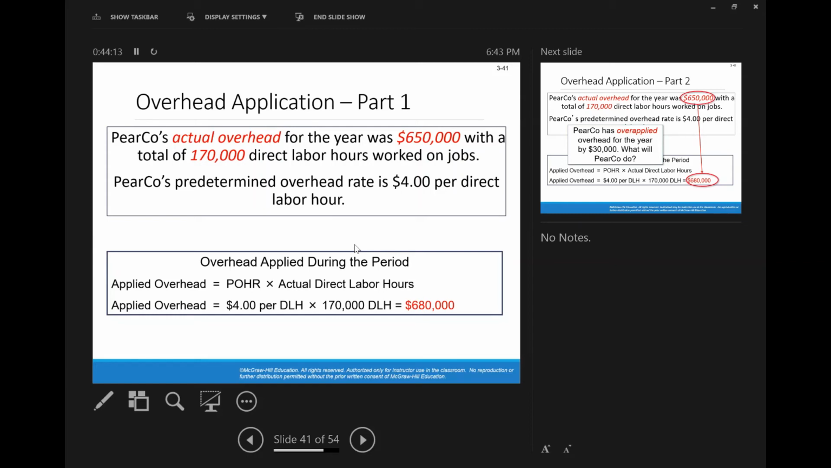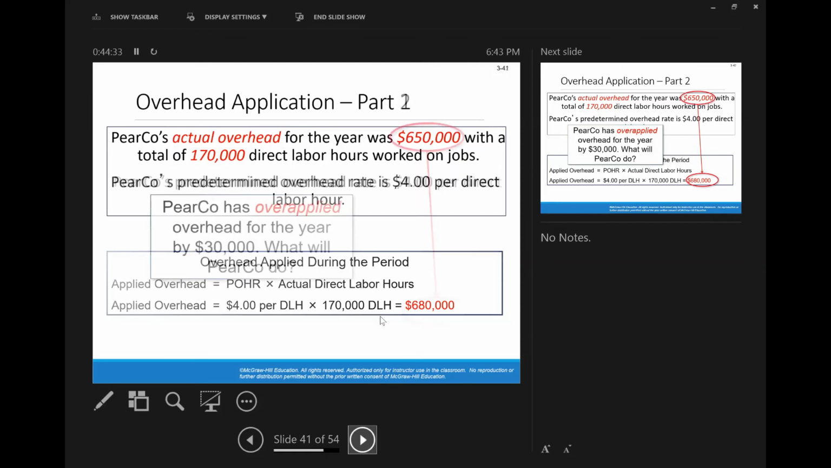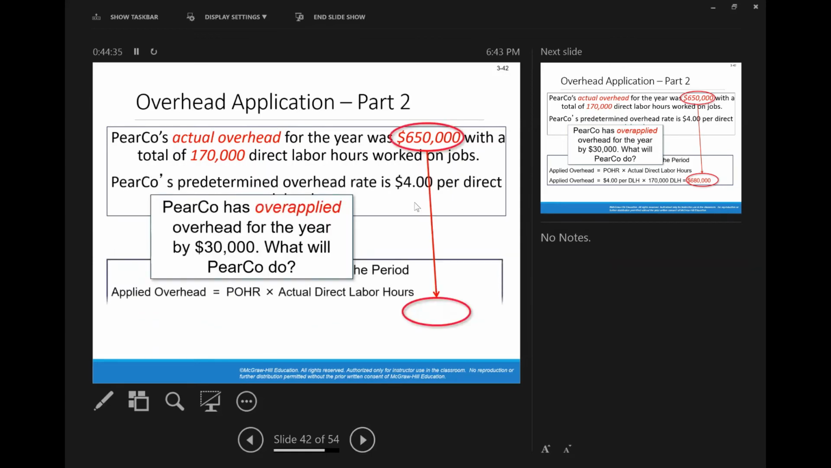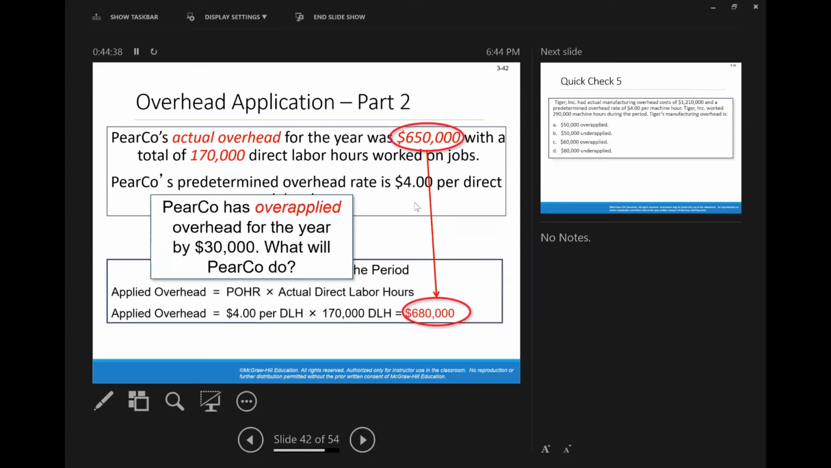Over. Okay, so if we over apply, that means we did too much. We've got to pull some of that back. If the actual number is lower than the estimated or applied amount, however it's worded, then that means I over applied. I brought in too much. So this is telling you that it's over applied by the $30,000.